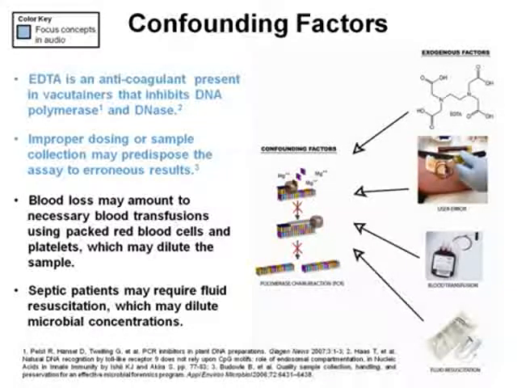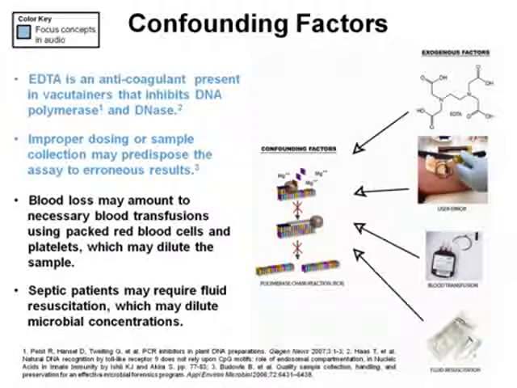Improper dosing and improper sample collection by the user may cause contamination and predispose the assay to erroneous results. Poor cleaning of the sample collection site or sample collection container could lead to contamination. Contamination may also come from poor sample collection techniques or improper selection of the sampling site.